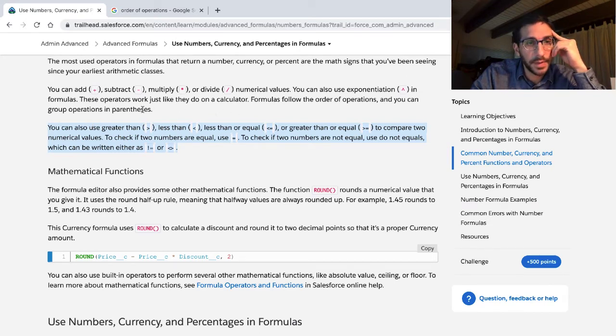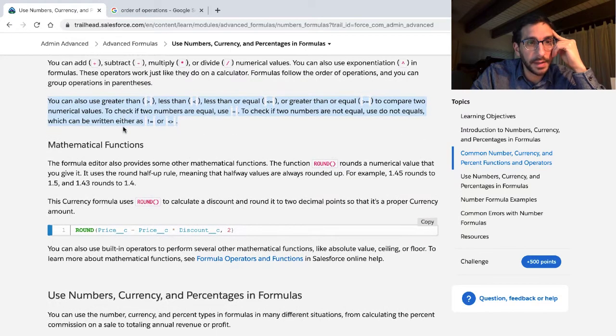Formulas follow the order of operations, okay, and you can group operations in parentheses. You can use greater than or less than, which I struggled mightily with making sense of. Is yesterday greater than or less than today? Answer, it's less than. God, that was so hard in the quiz that I did in the previous lesson. Oof. I don't know why that broke my brain so bad. Less than or equal, or greater than or equal, to compare two numerical values.